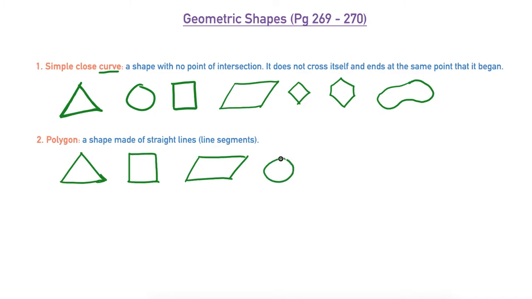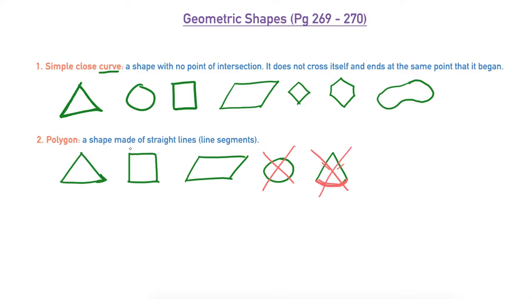Would a circle be considered a polygon? Is the circle made out of straight lines or line segments? No, right? So this would not be considered a polygon. Okay, what about this shape here? A cone. Would this be considered a polygon? See this here and these sides are straight, right? But is this side here straight? No, it's curved. So this would not be a polygon.